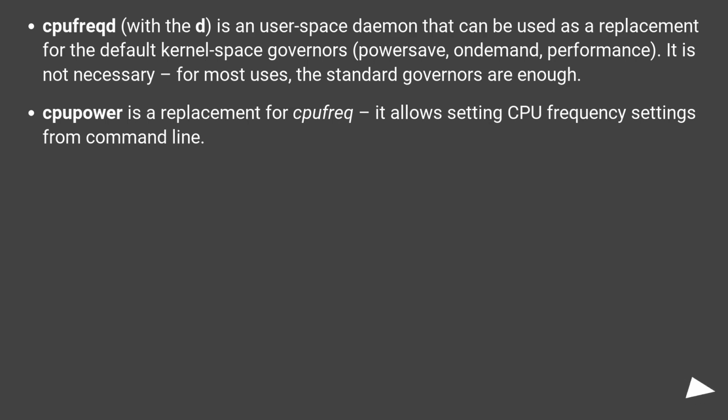cpufreqd, with the d, is a user space daemon that can be used as a replacement for the default kernel space governors: powersave, ondemand, performance. It is not necessary. For most uses, the standard governors are enough. cpupower is a replacement for cpufrequtils. It allows setting CPU frequency settings from the command line.